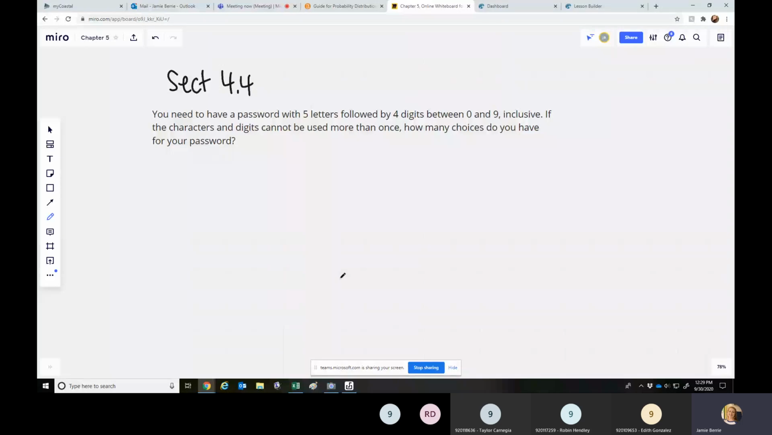All right, so it says you need to have a password with 5 letters followed by 4 digits between 0 and 9 inclusive. If characters and digits cannot be used more than once, how many choices do you have for your password? So let's think about this. This password is going to be 9 characters, right? Because it's 5 letters followed by 4 digits. So it's going to be 9 characters altogether. So this is going to be our password.